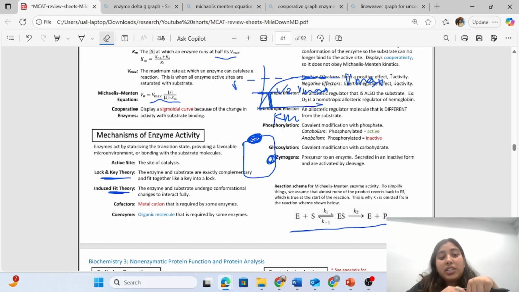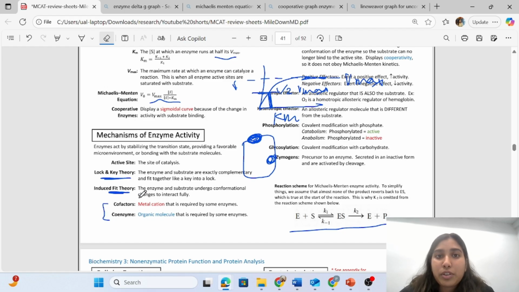Another theory is the induced fit theory. Induced fit theory means that a substrate will first come near the active site and try to bind to it, which will cause a conformational change in shape or some bonds, which will result in that substrate fully binding to the enzyme. Okay, makes sense? Then another two things are cofactors and coenzymes.